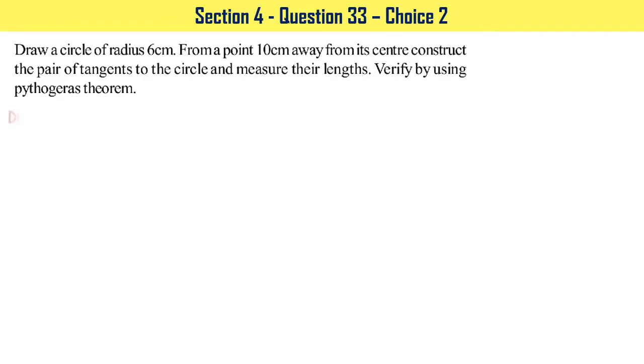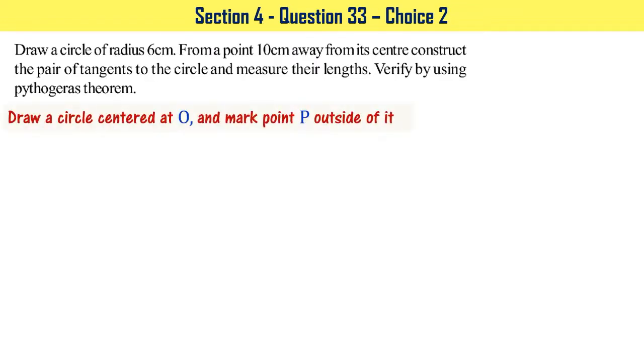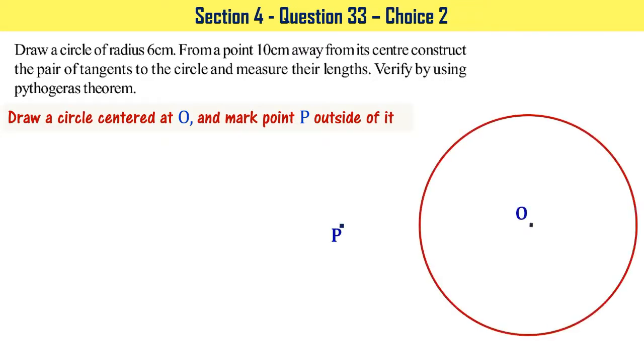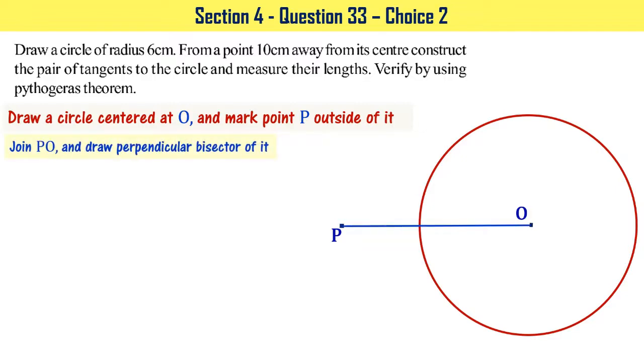Let's do the first one. Draw a circle centered at O and mark point P outside of it, as shown here. Let's join P and O. As you see here, the distance between P and O is 10 centimeters, it is given. And the circle, even though I have not marked, circle radius is 6 centimeters.